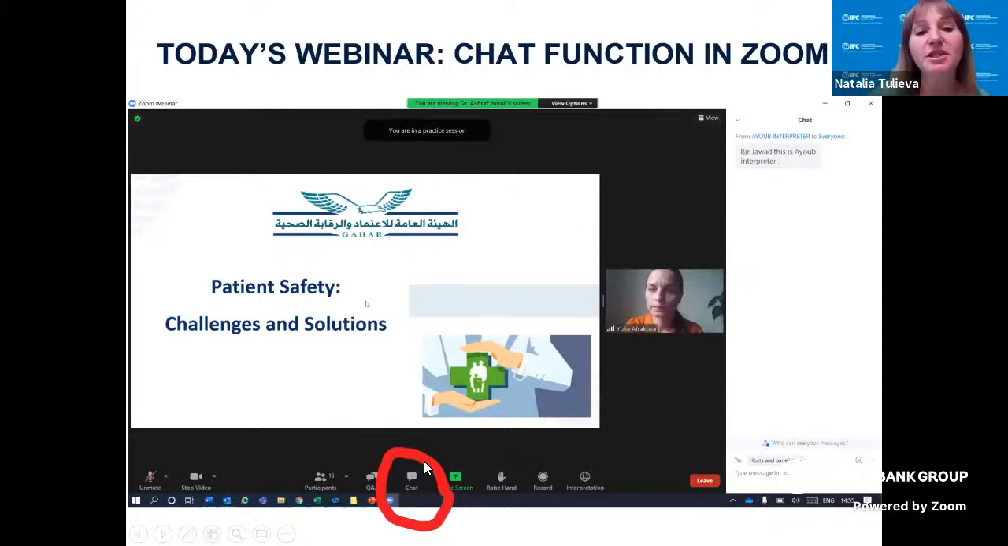Now, another useful function is chat. This is where you can type everything else. You can introduce yourself, you can welcome other participants, you can share your opinion, which is not a question, just an opinion. We welcome any comments that you may have during the webinar, and this is where you put them. You press the button chat and you type your opinions, your notes, everything that you'd like others to see.